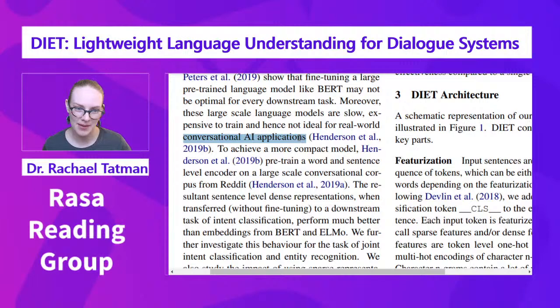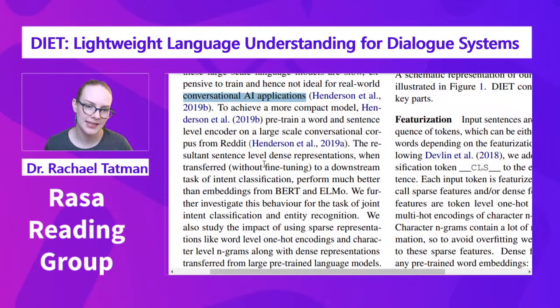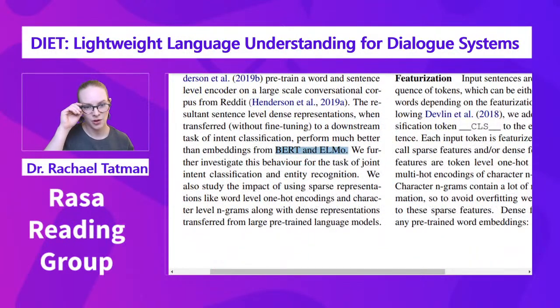To achieve a more compact model, Henderson et al. pre-train a word and sentence level encoder on a large-scale conversational corpus from Reddit. This is the ConveRT paper. The resultant sentence-level dense representations, when transferred without fine-tuning to a downstream task of intent classification, perform much better than embeddings from BERT and ELMo. And again, not surprising, these systems are not trained specifically on conversational data. We know that conversations work differently than other types of language use. We further investigate this behavior for the task of joint intent classification and entity recognition.